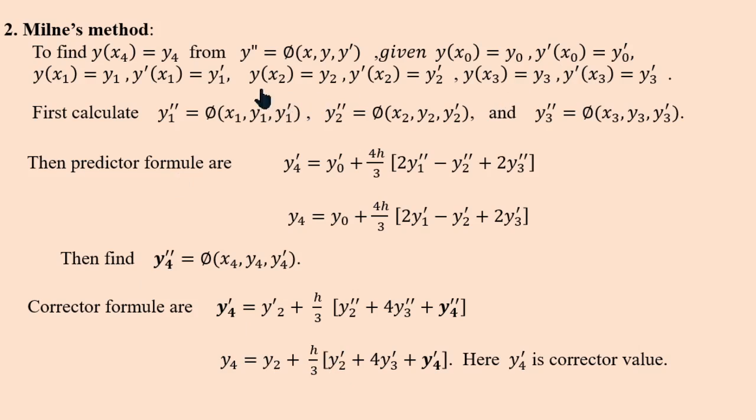So that is given, y2 dash is given, y2 dash plus 4 y3 dash plus y4 dash, that is the new corrector value of y4 dash, that you substitute. So then you will get the value of y4, that's all. So y4 dash is the corrector value. So you can reduce your one work.